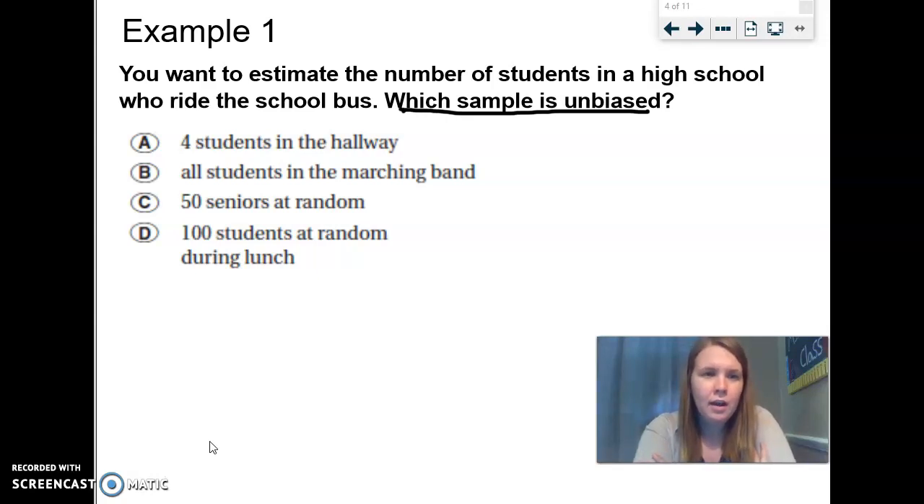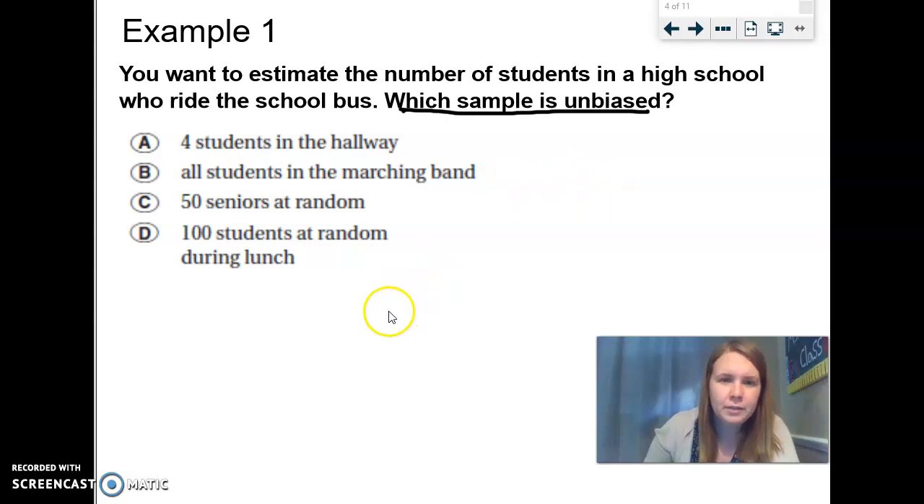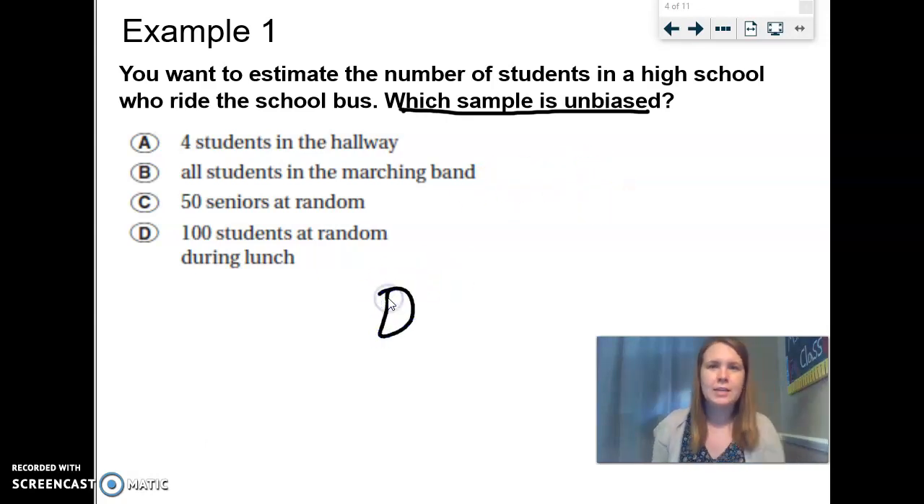And D, 100 students at random during lunch. I like that this one says at random. You could run into any groups of people at lunch, and it's got a lot of people, so I would say your best choice for this one is answer D. That is going to be unbiased. We got a large sample size. We're not specifically picking a group, we're just going to ask random people.